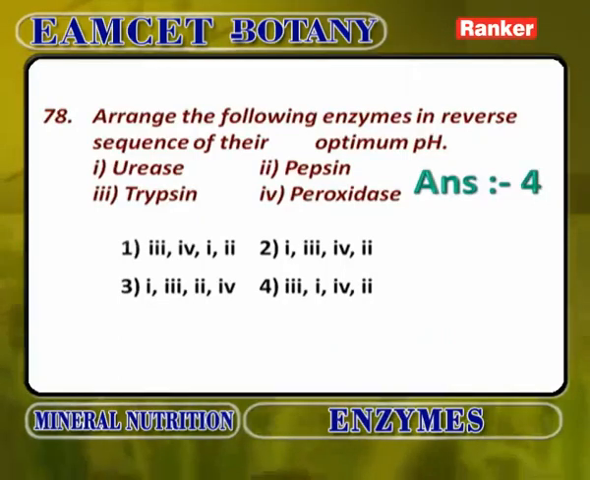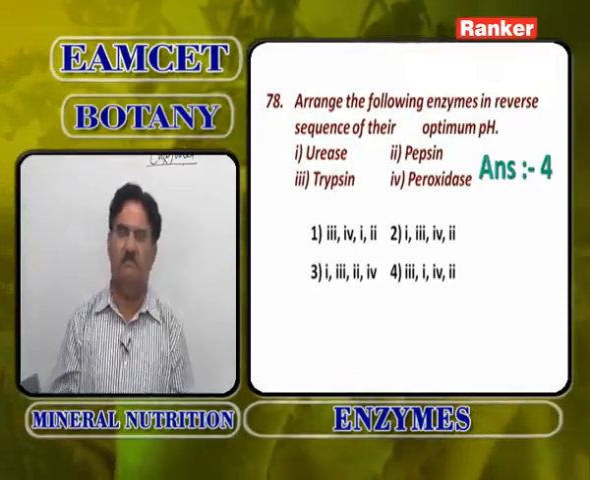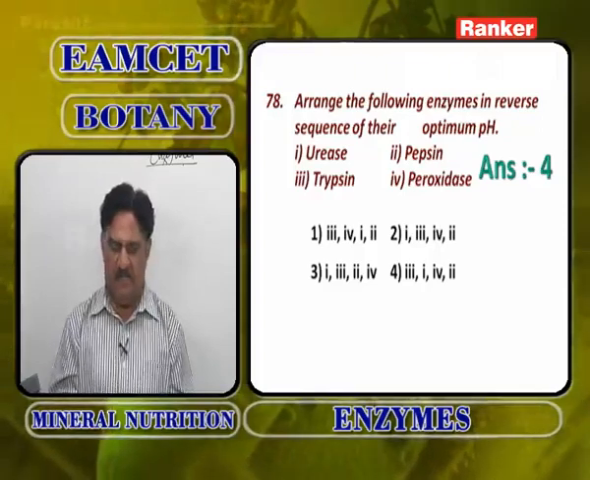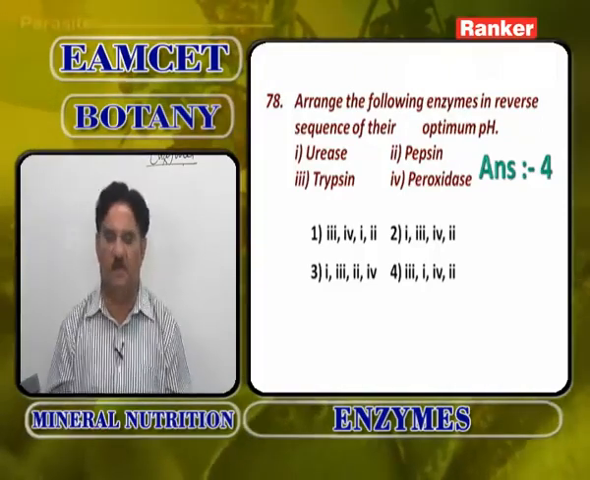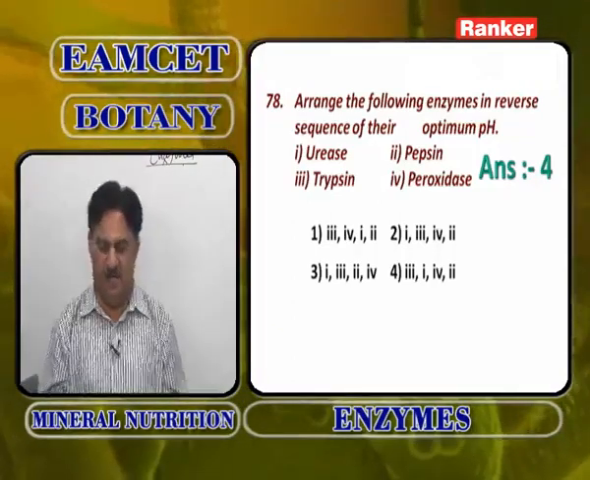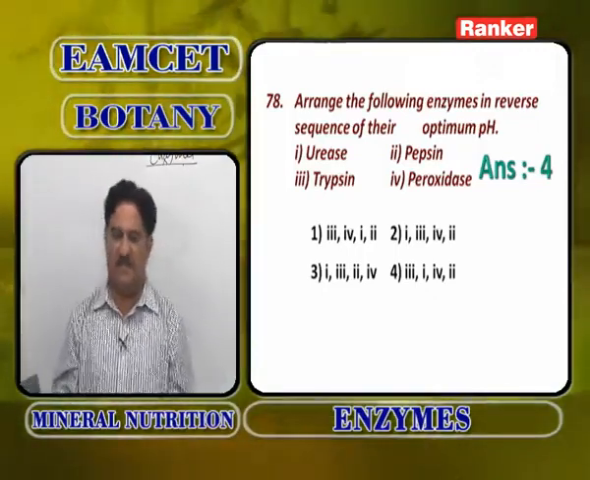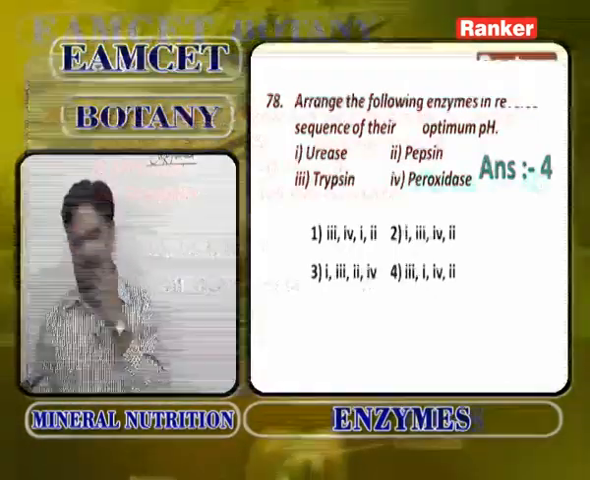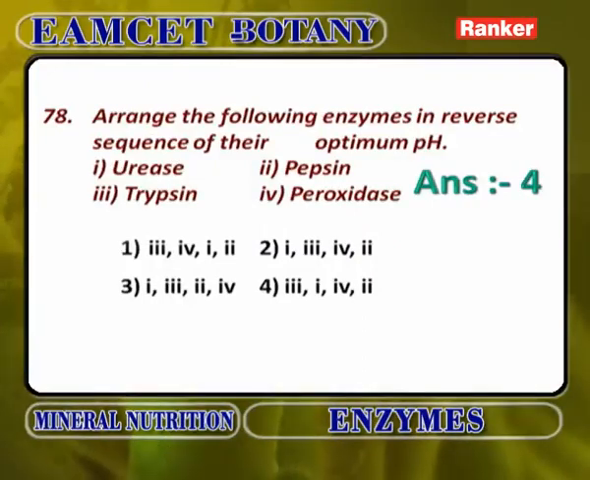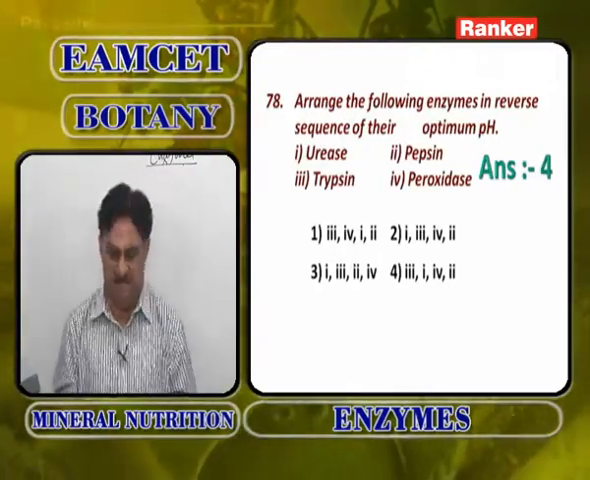Arrange the following enzymes in reverse sequence of their optimum pH. Reverse sequence, top to bottom. First is trypsin, 8. Next is urease, 7. Next is peroxidase, 5. And then pepsin, 2. Reverse sequence means from top to bottom, not in a perfect sequence, in reverse sequence. In reverse sequence, trypsin always comes first because it is 8.